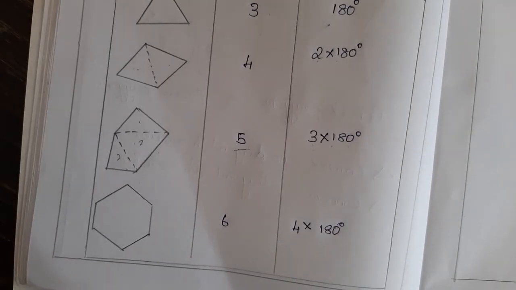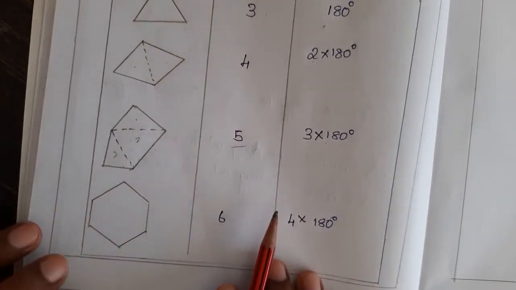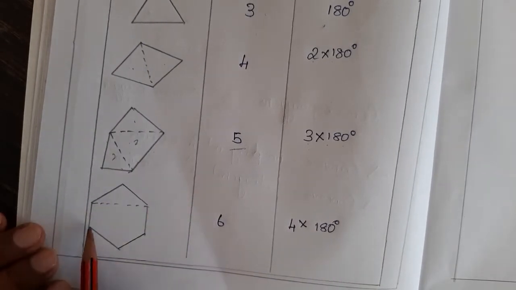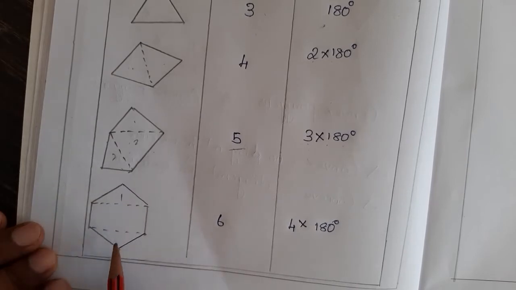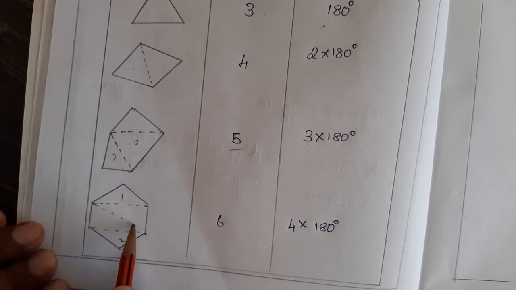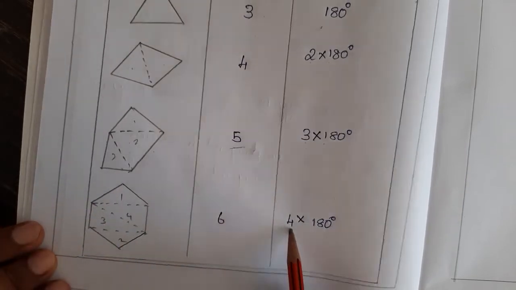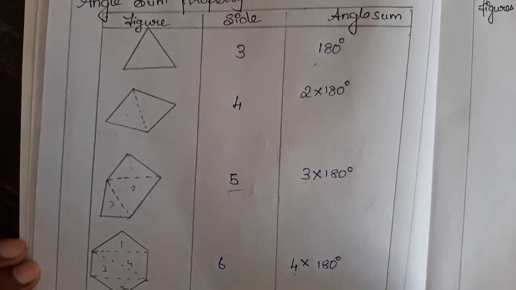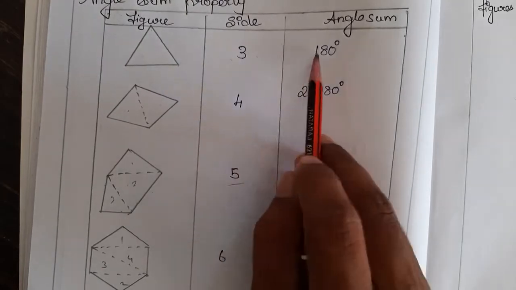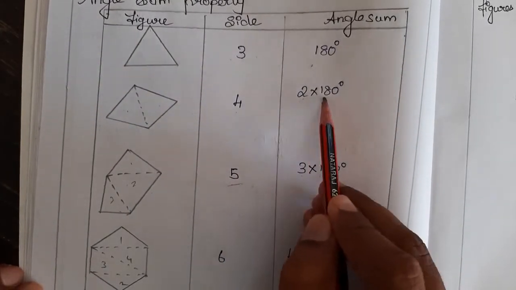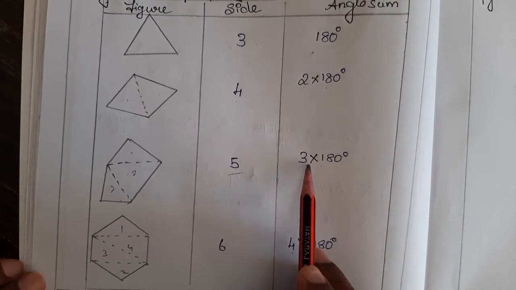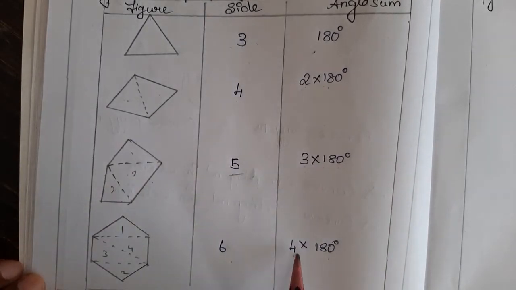It's a hexagon. So the 6 sides, let me split into triangles: 1, and the bottom 2, 1 and 2. This we can split across 3 and 4. So it is 4 into 180. You can observe the beautiful pattern: three-sided figures have 180, 4-sided figures have 2 into 180, 5-sided figures have 3 into 180, 6-sided figures have 4 into 180.